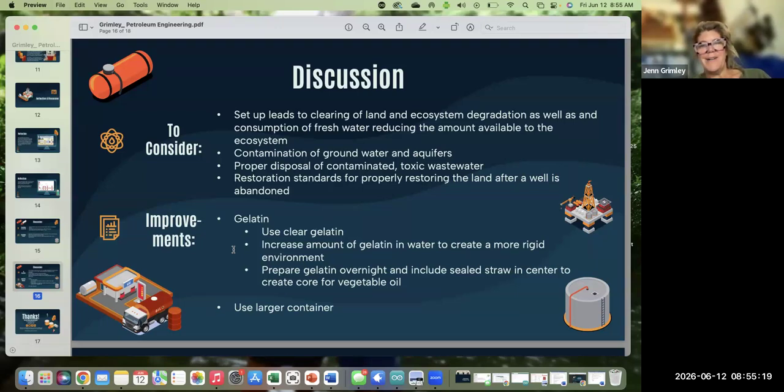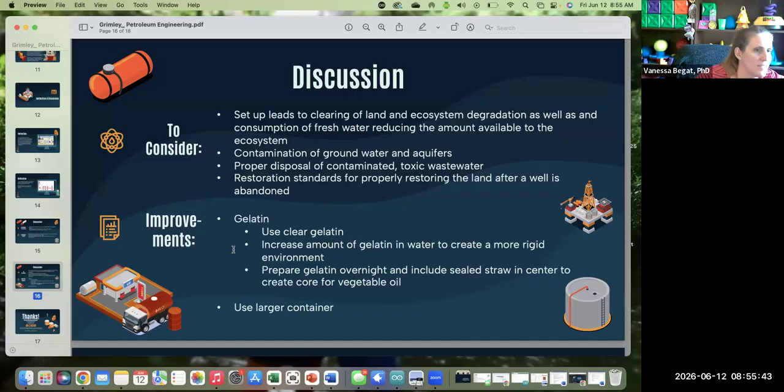Improvements I could make would be to follow your suggestions, use clear gelatin, and to use a larger container. And a question I have is when you make that gelatin, do you plop it out of the container? It looked like in the image it was out of the container, but it's still in the container. Yeah. Okay. Yes. It would stay in the container, and then you would see it from here.